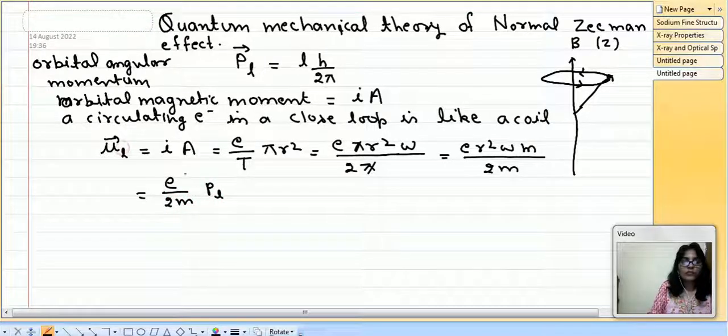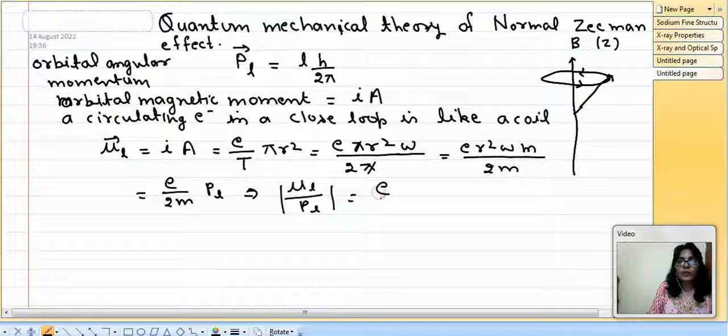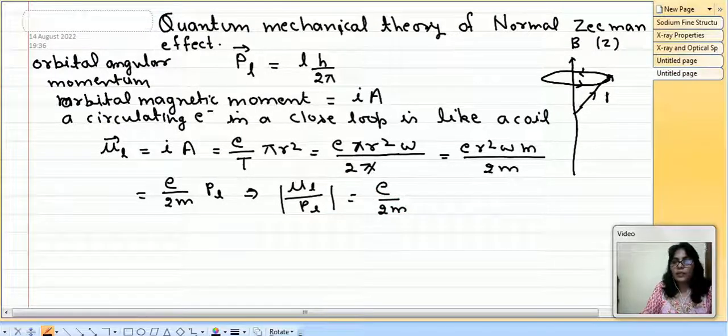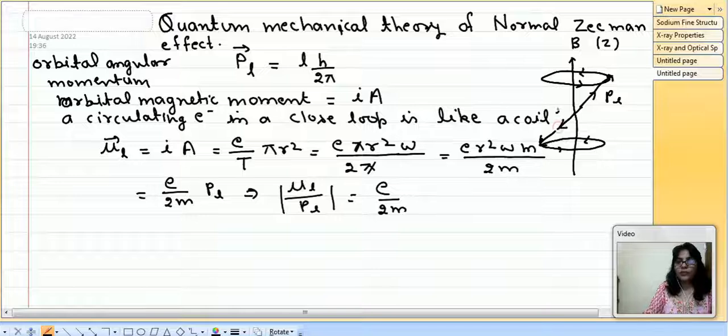Let us write it as mu l, so E by 2m into Pl. So what is the value of mu l by Pl? Its magnitude will be E by 2m. This is the magnitude. And now this is the PL vector. Then the mu l vector will have the opposite direction, because the electron is a negatively charged particle. So this is the direction of the mu l vector.